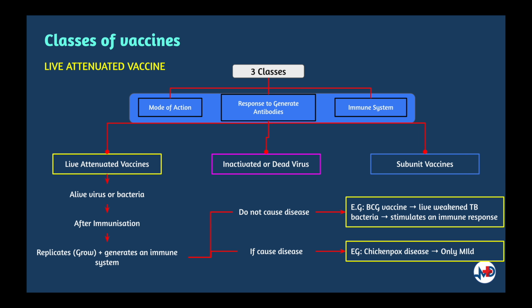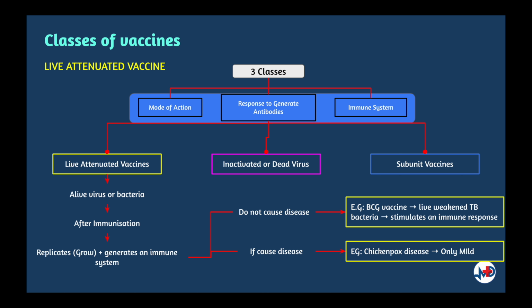By and large, there are three groups of vaccines, which are the live attenuated ones, inactivated or dead virus, and subunit vaccines. These vaccines are classified based on their mode of action and how they drive the immune response to generate antibodies. Let's look at them individually. As for live attenuated vaccines, the virus or bacteria is functional or alive but has been weakened so it can replicate in the body several times and generate an immune response without causing the disease. The BCG vaccine contains live weakened tuberculosis bacteria.